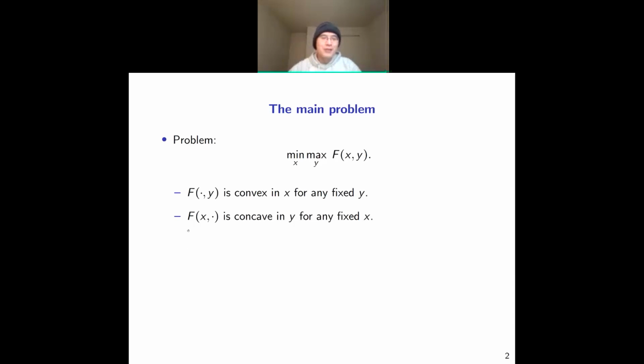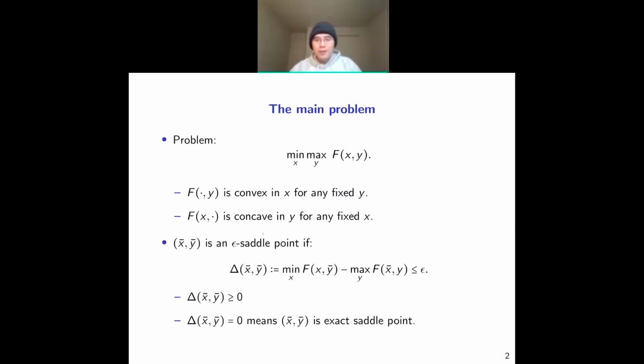And we also assume this f to be a concave function in y for any fixed x. So this is a convex-concave problem. The goal of this problem is to find an epsilon saddle point, denoted by this x bar and y bar, such that the duality gap defined this way is less than or equal to epsilon. It is known that this duality gap is always non-negative, and it equals 0 if and only if this x bar, y bar is exactly the saddle point that we are looking for.